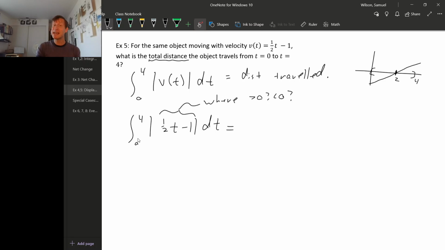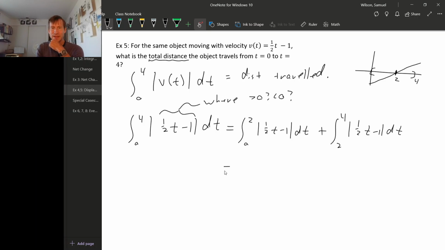Fortunately, we know that we can split intervals of integration up. That's one of the properties of integrals that we know. So we can rewrite this integral as the integral from 0 to 2 of the absolute value of 1/2 t minus 1 dt, plus the integral from 2 to 4 of the absolute value of 1/2 t minus 1 dt.